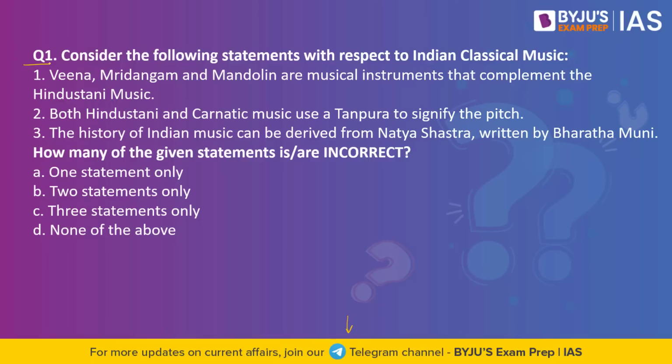Now let us take a look at the first question for today. Consider the following statements with respect to Indian classical music. Number 1. Veena, Mridangam and mandolin are musical instruments that complement the Hindustani music. Number 2. Both Hindustani and Carnatic music use a tanpura to signify the pitch. Number 3. The history of Indian music can be derived from Natya Shastra written by Bharatamuni.